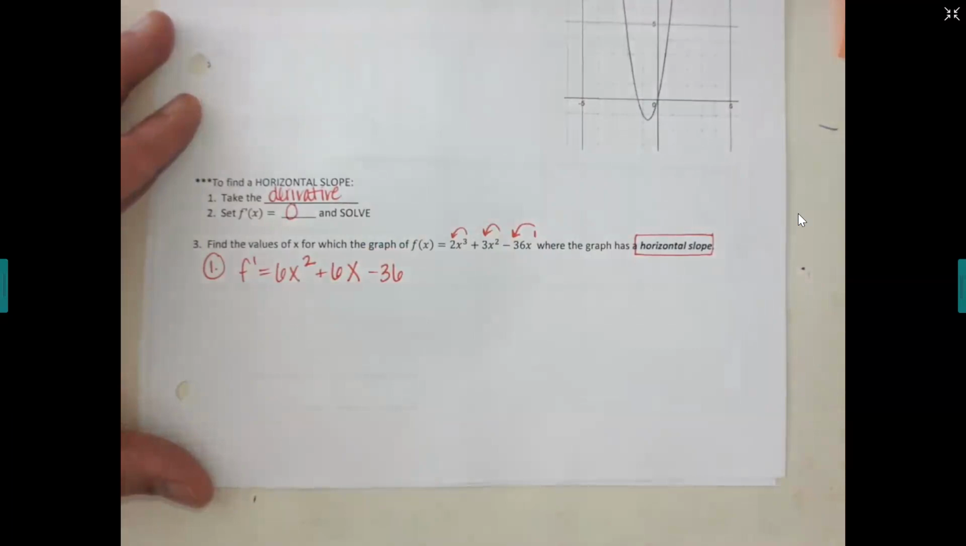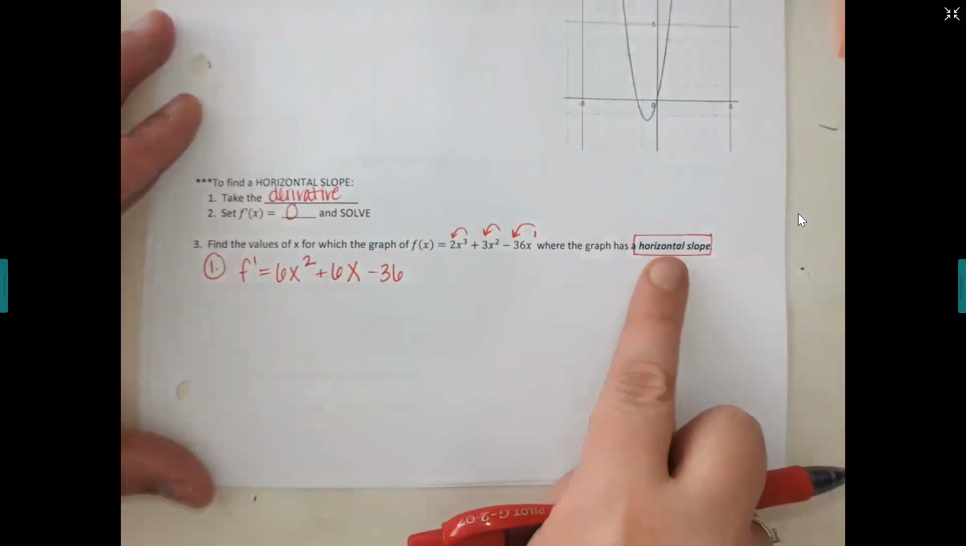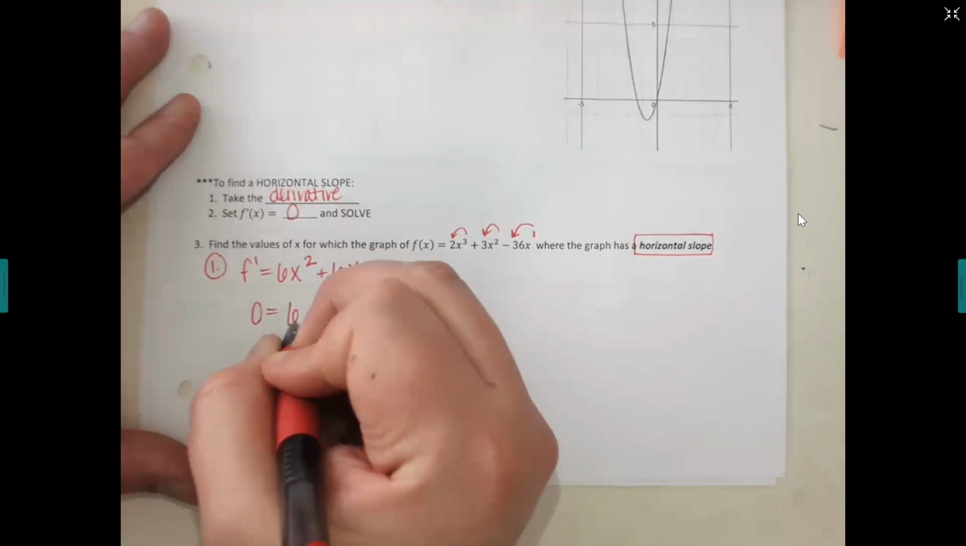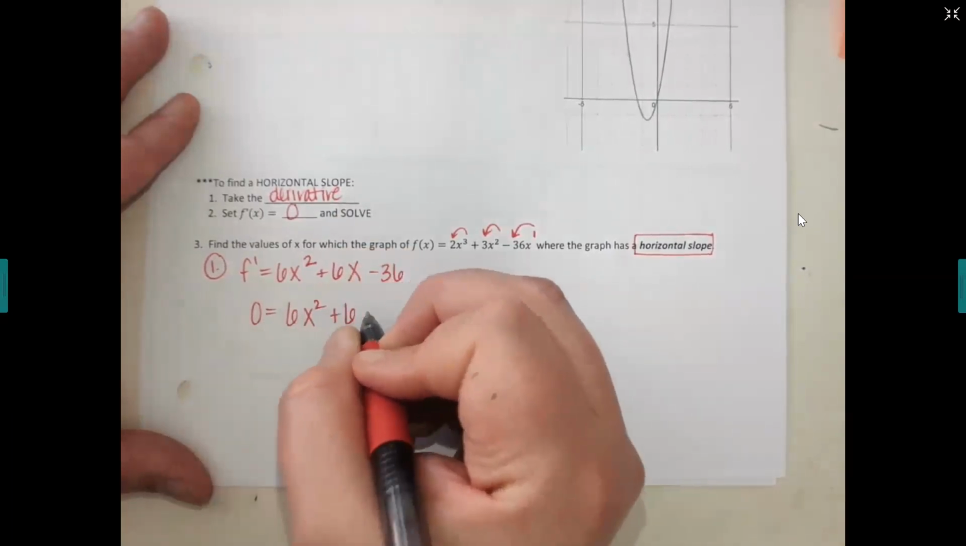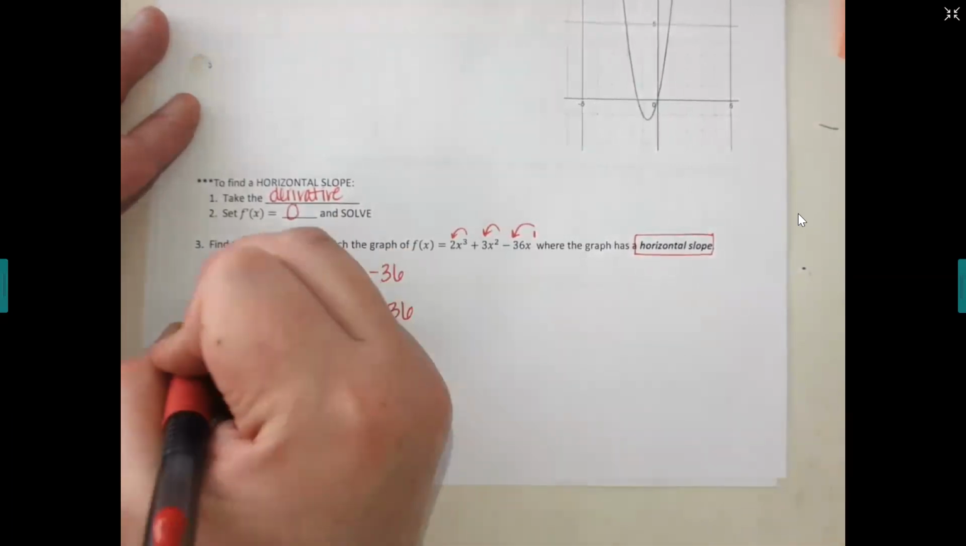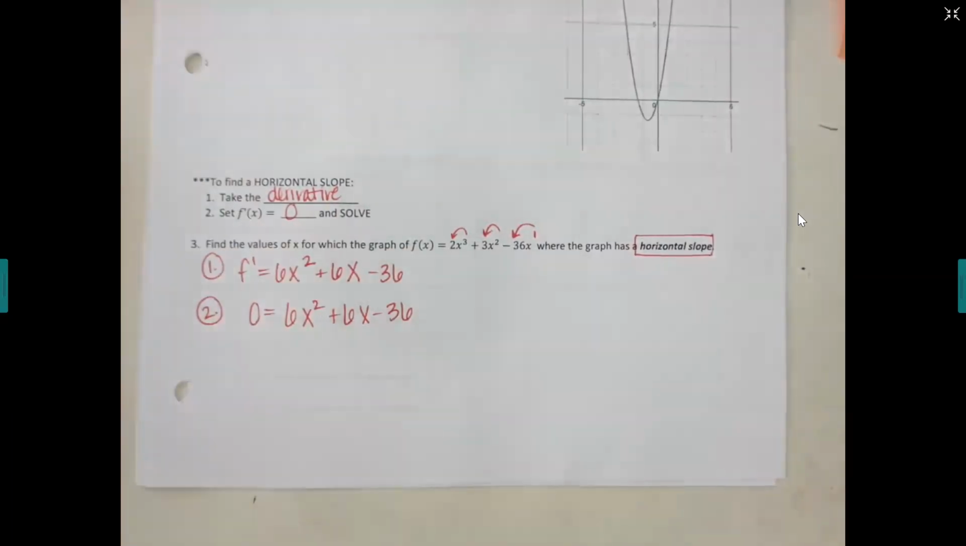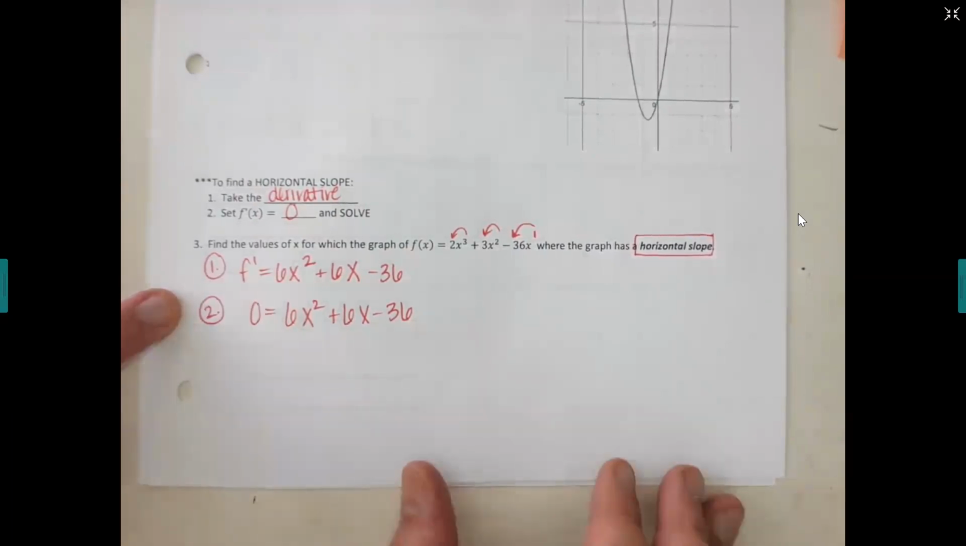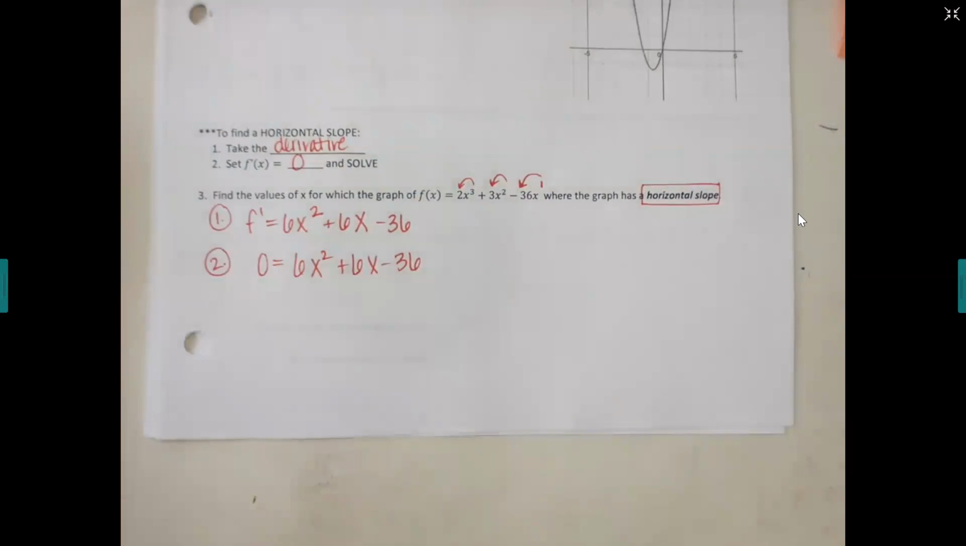Okay, that's the derivative at any point that I want, but I want the derivative to be horizontal. So I'm not going to plug in 0, I'm going to set it equal to 0. So I want 0 equals 6x squared plus 6x minus 36. This is like step 1 and then step 2, in case you are wondering. Okay, from here, how do I solve it?